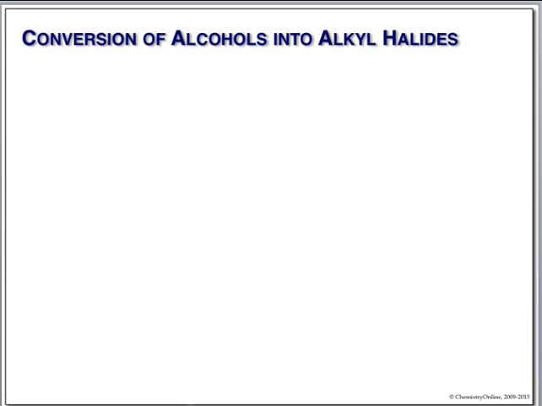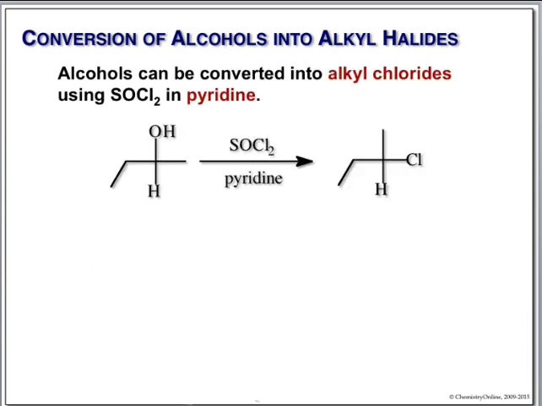Let's look at an example. Oh, well, let's do this one instead. We can also make alkyl chlorides using another reagent. This is called thionyl chloride, SOCl2. Typically, you do this in pyridine. Pyridine is a heterocyclic amine. It's a base.